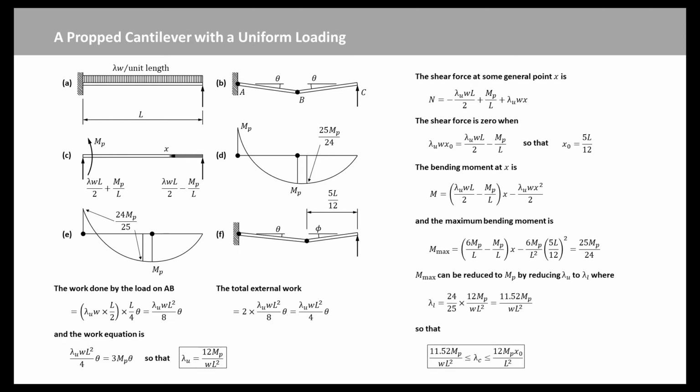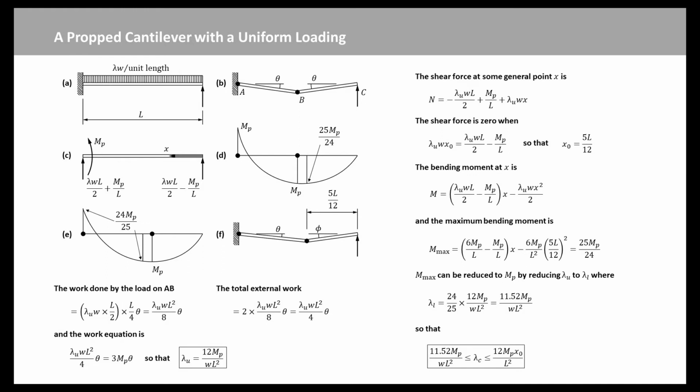M max can be reduced to Mp by reducing lambda u to lambda l, and we obtain the lambda l equation. Now we know a range of lambda c. This range is small enough.